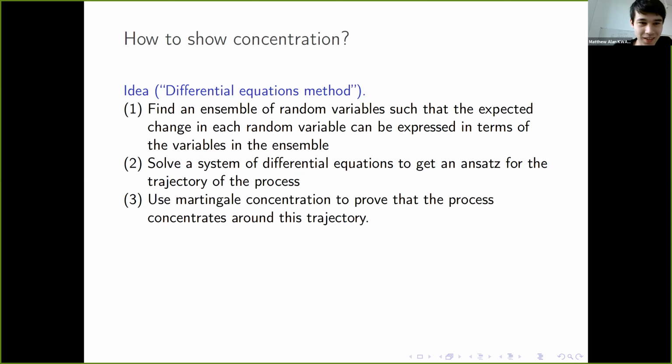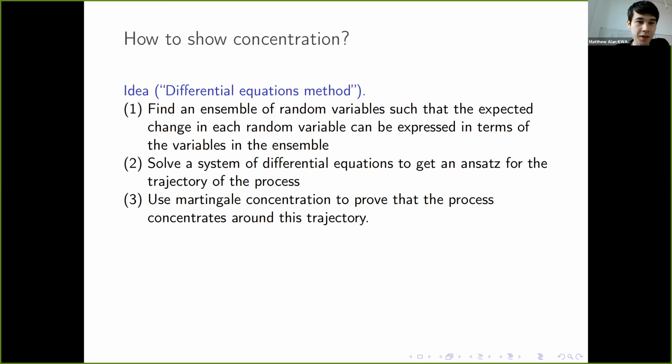In case you may not have heard of this, let me very quickly sketch the idea. It's a very general and powerful way to study all sorts of combinatorial random processes. So the way that it works is that you have some kind of combinatorial random process and you want to find an ensemble of random variables that evolve with the process and track the statistics of how the process evolves. And the critical thing you want this ensemble to satisfy is that the expected change in each random variable at a given step can be approximated in terms of the variables in my ensemble.